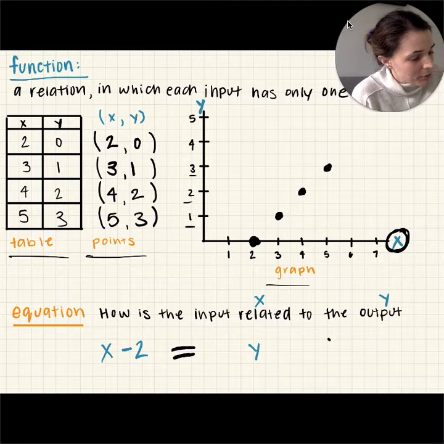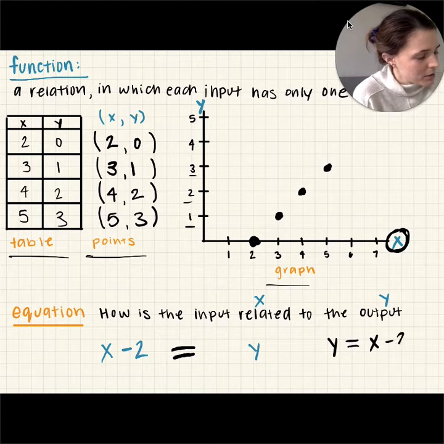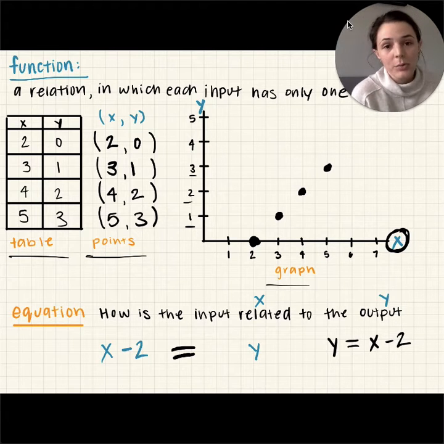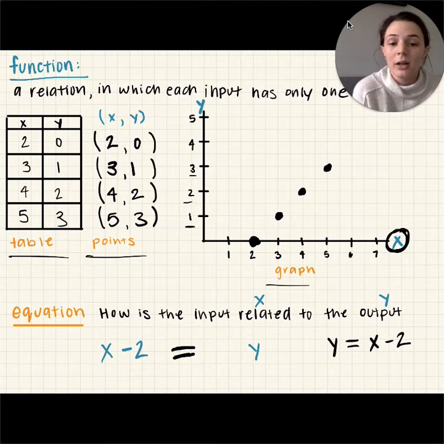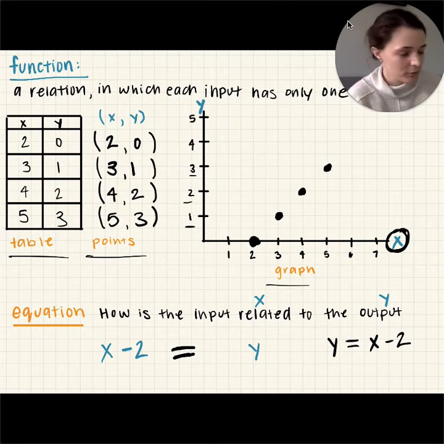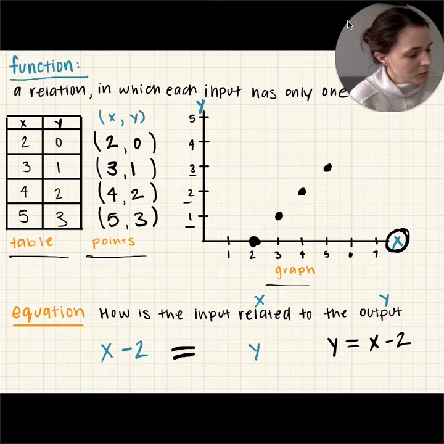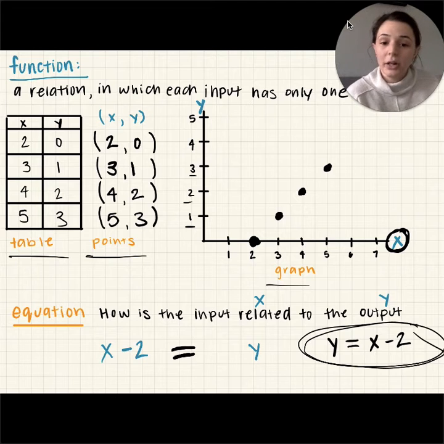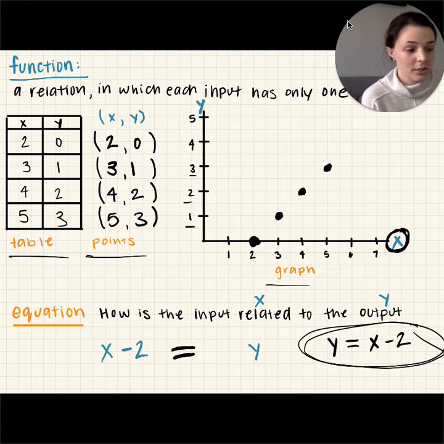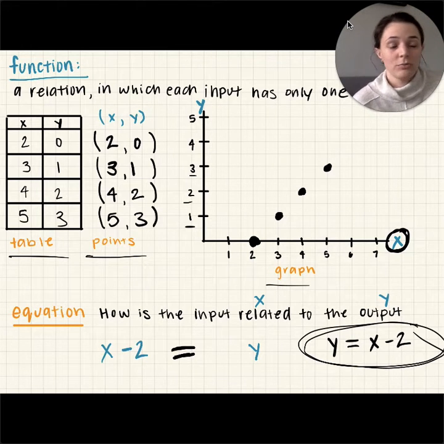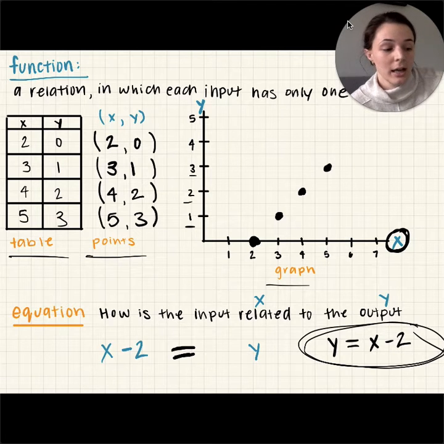And that would be y equals x minus 2. Now, the only reason that we would flip it around like that and write it in the opposite order is because the y is by itself. So it makes more sense to have it first. So now we have this equation here. And this equation is representing the exact same thing as this graph is, which is representing the exact same thing as the numbers in this table.